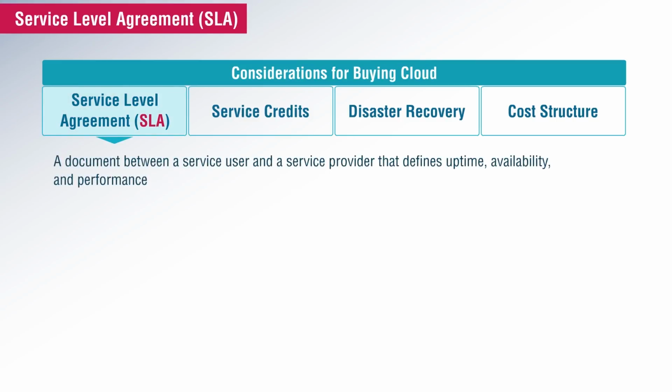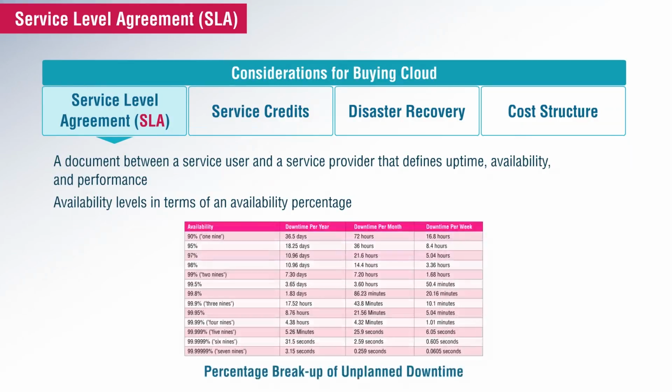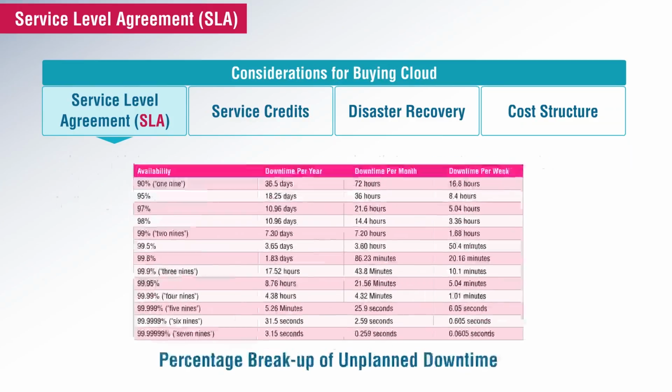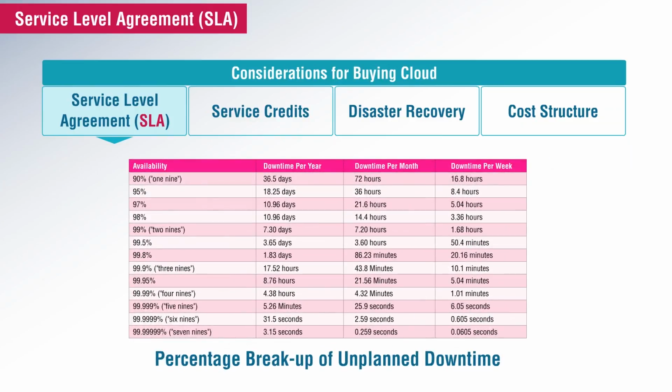An SLA is a document between a service user and a service provider that defines uptime, availability, and performance. Service providers typically express the availability levels in terms of an availability percentage. Most of them offer an SLA that excludes scheduled downtime. This table shows how those percentage figures break into periods of unplanned downtime during a month and a year. It is useful to ask what commitments the service provider is able to make during that maintenance window.